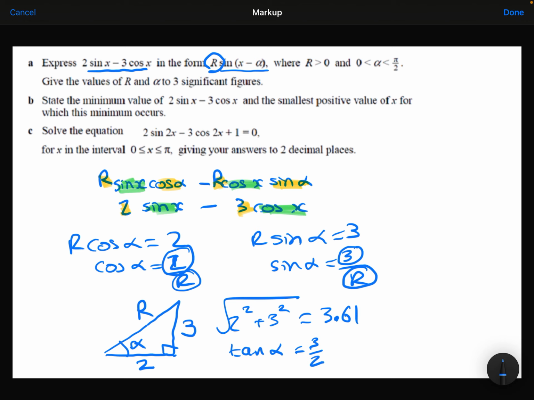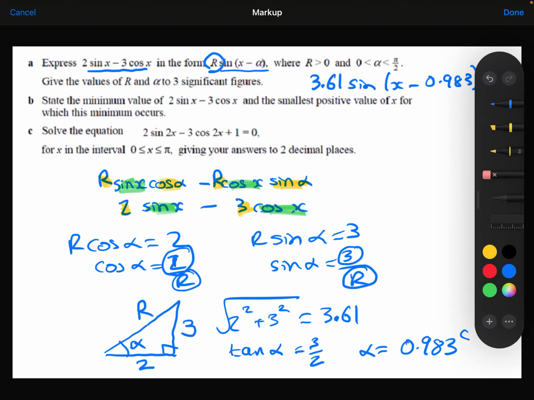Then I can say that tan alpha is 3 over 2, so tan inverse of 3 over 2 is 0.983 radians. So that allows me, from part A, to rewrite the expression 2 sine x minus 3 cos x as 3.61 sine (x minus 0.983). So that's my answer to part A. Press pause, make sure you've got that copied down if you haven't already, because I'm going to clear my screen.